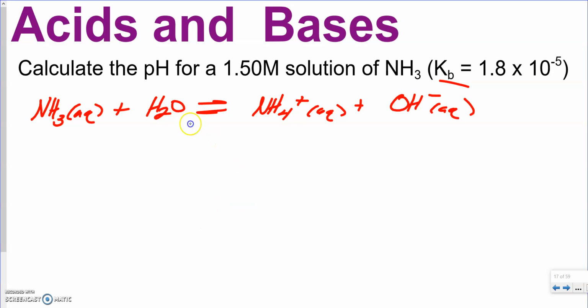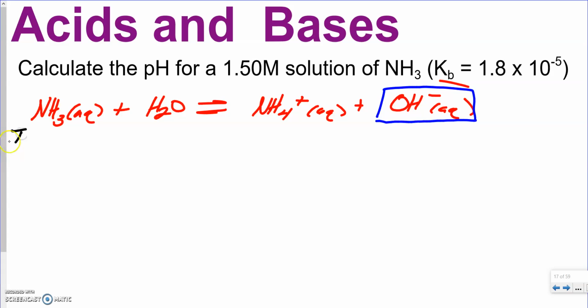Okay. From there, we're trying to find pH. So we don't actually have a hydronium ion in here, but what we do have is a hydroxide ion. So what we're going to do is calculate the concentration of hydroxide, calculate pOH, and then from there calculate pH. So let's work through that process. But it's going to work very similarly to what we just did.